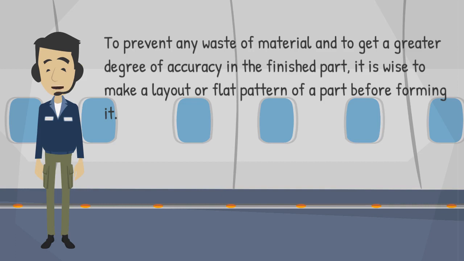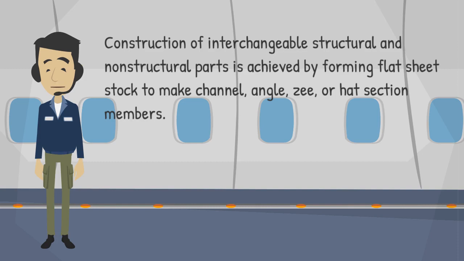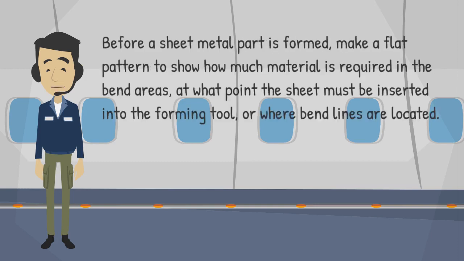To prevent any waste of material and to get a greater degree of accuracy in the finished part, it is wise to make a layout or flat pattern of a part before forming it. Construction of interchangeable structural and non-structural parts is achieved by forming flat sheet stock to make channel, angle, Z, or hat section members.